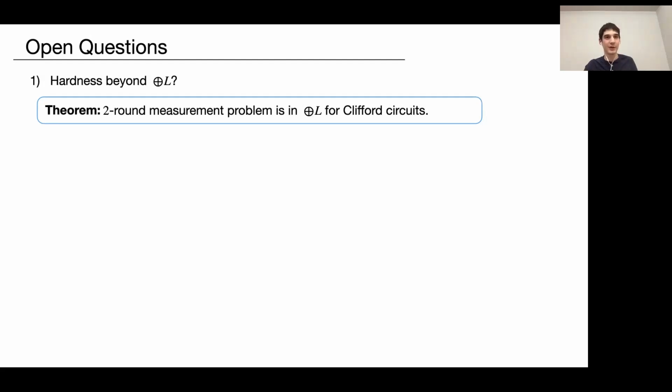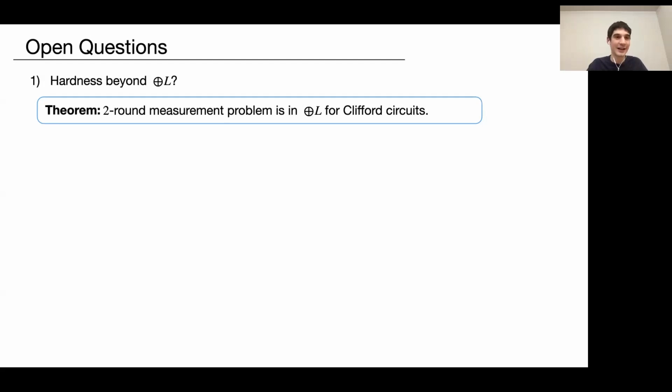Can we expect to prove harder and harder results? Can we take the same problem and show that larger and larger classical complexity classes still can't solve it? Well, at least in our case, the answer is emphatically no. We know that this 2-round measurement problem that I was just talking about is in parity L for Clifford circuits. So anything that we could have done, we could have solved with a classical parity L device. So something really has to give here.